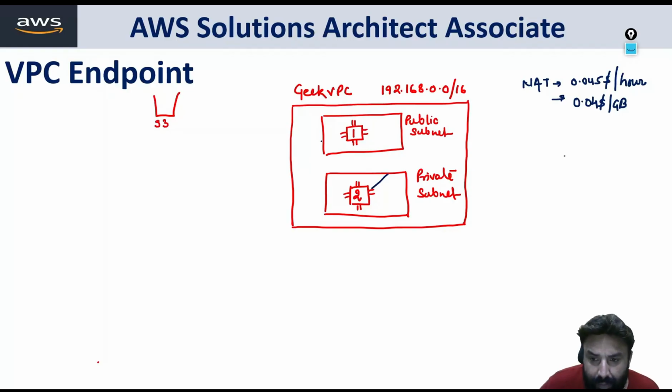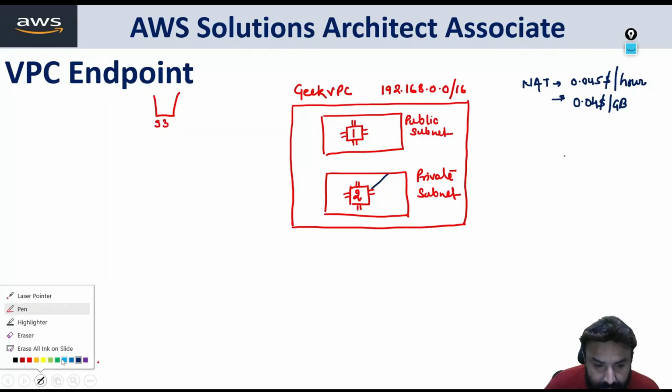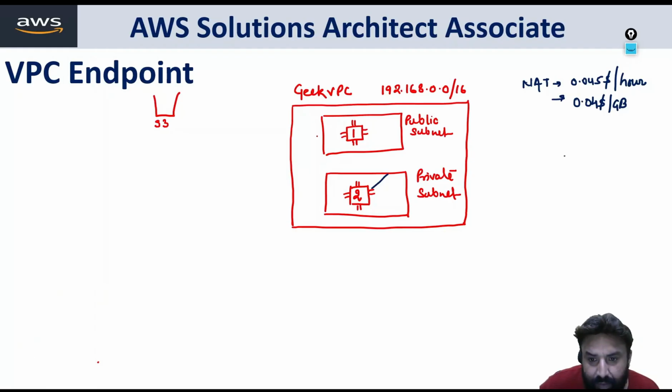Fine. For the public subnet, let the internet gateway be there. So for the public subnet, the internet gateway is there. We are using the internet gateway, but for private connectivity, what exactly are we doing? Now we are connecting a VPC endpoint. So we are making a VPC endpoint. This is nothing but a VPC endpoint.